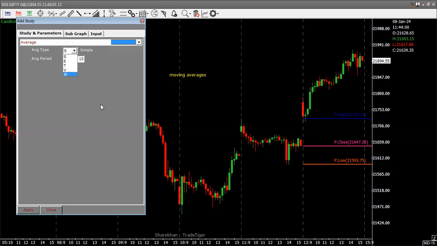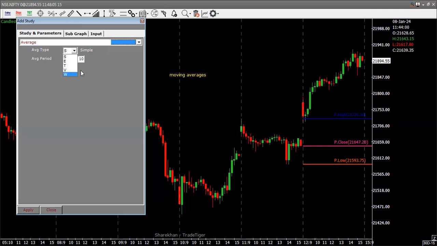Okay, simple moving averages take all the data points and exponential moving averages take important data points. Just the difference between these two moving averages is that simple moving averages take all the data points available and exponential moving averages take the important data points in the meantime.